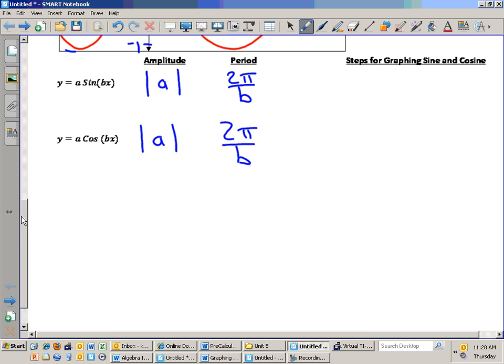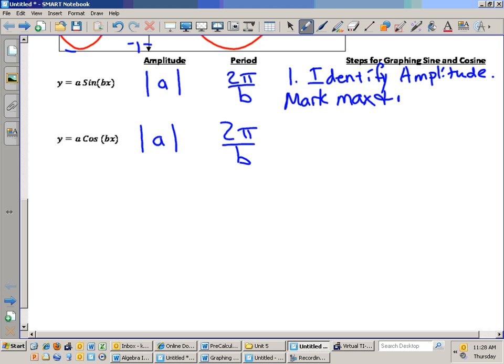That was wonderful. Okay, front page, steps for graphing sine and cosine. Number 1, identify amplitude. Mark max and min on the y-axis.